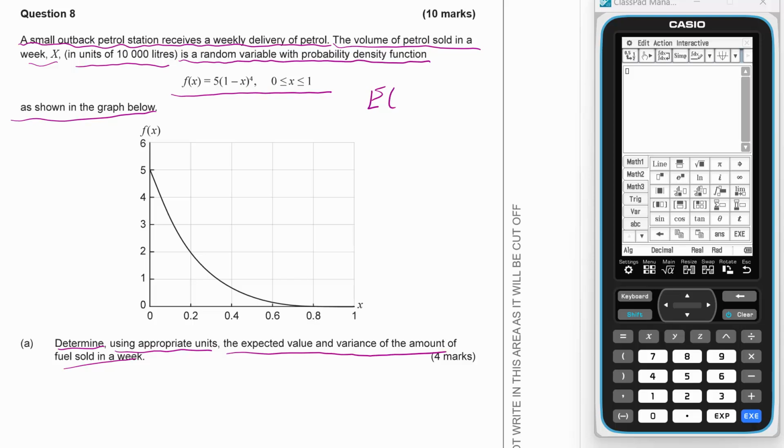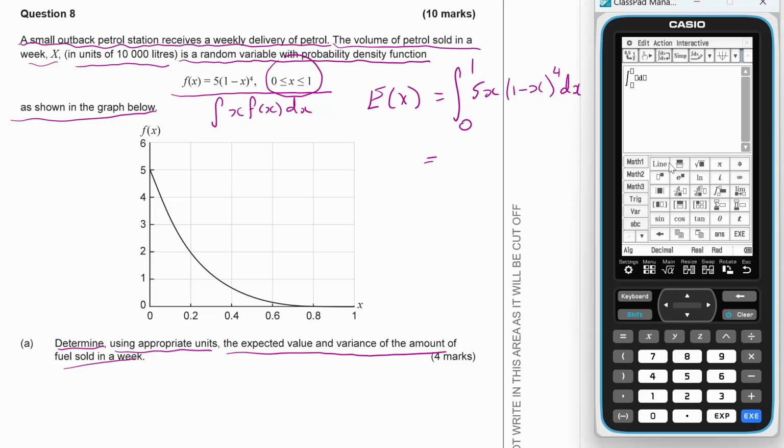Well, the expectation for a continuous random variable is always equal to the integral of x f of x. So what we're going to have is the integral from 0 to 1 of x times that function, so 5x(1 - x)^4 dx. Now it's calculator assumed, so let's do this on the calculator.